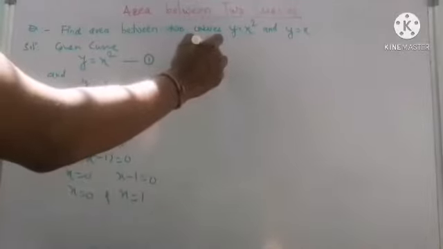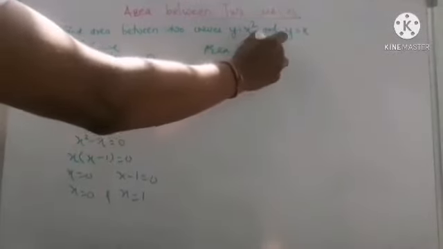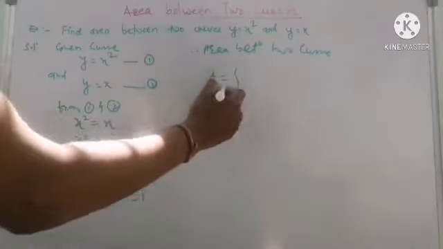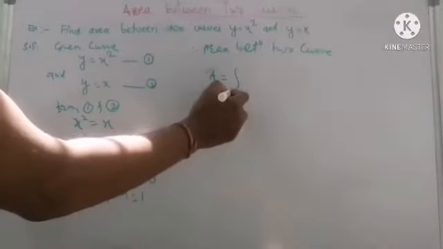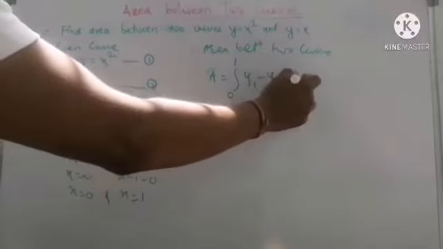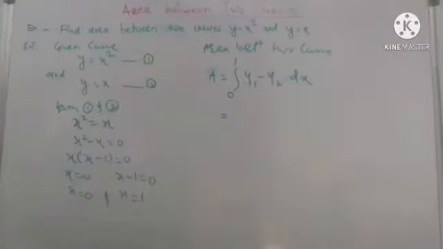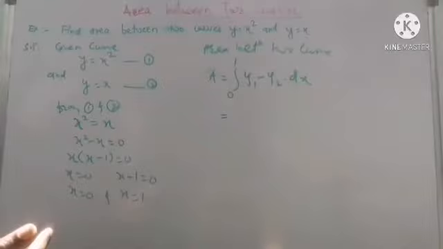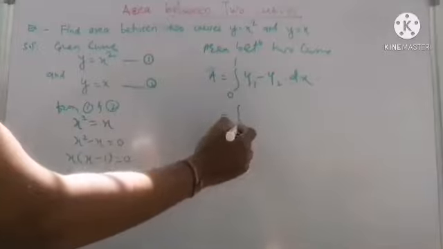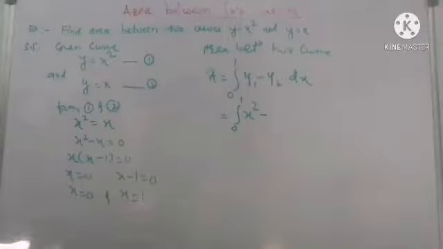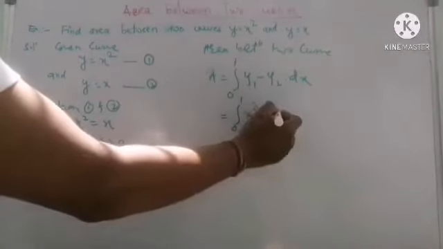So we can say that now the area between two curves, A, is equal to, as the points of intersection are 0 to 1, we take limits as 0 to 1. Now we have to take y1 minus y2 into dx, that is, the subtraction of the equations of the curves. Now y1 is the explicit equation of the first curve, y is equal to x square, so we put y1 as x square and take subtraction, and then the equation of the second curve, y is equal to x, so we put x into dx.